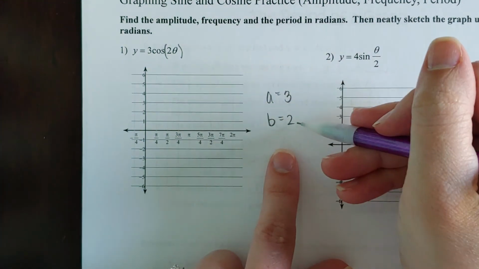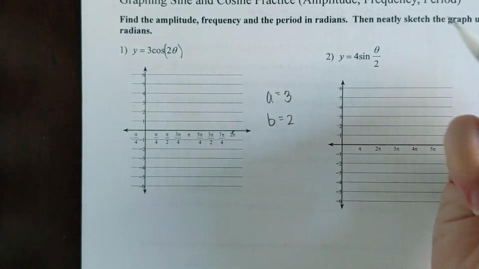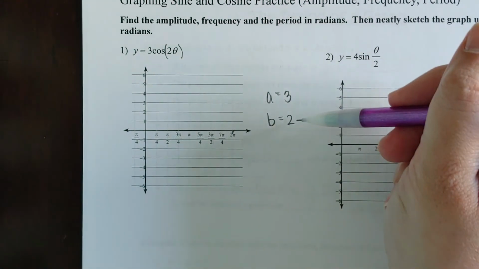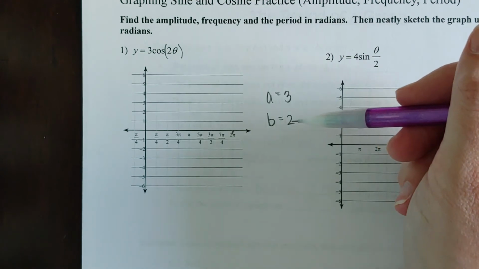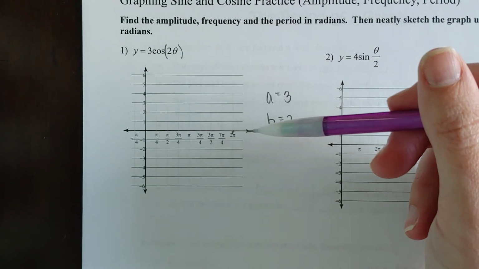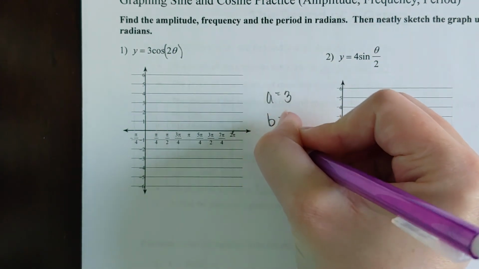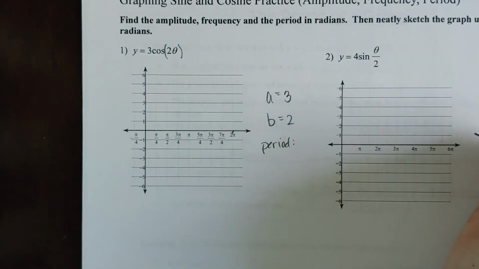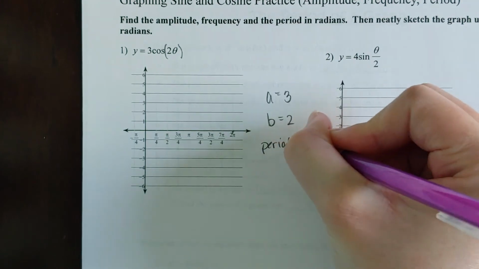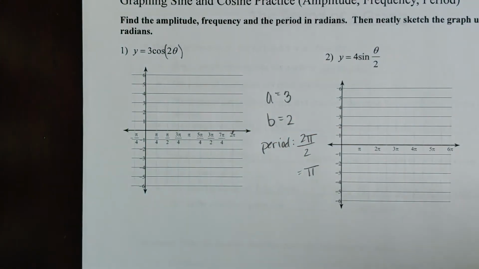So we know this means that by the time you get to 2 pi, you will have completed 2 complete cosine curves. So the frequency tells you how many complete curves you get between 0 and 2 pi. The period then tells you how long it takes just to get one. So we do 2 pi divided by the frequency, which is 2. So the period is pi.